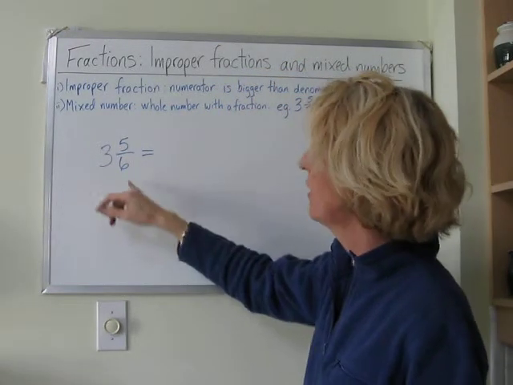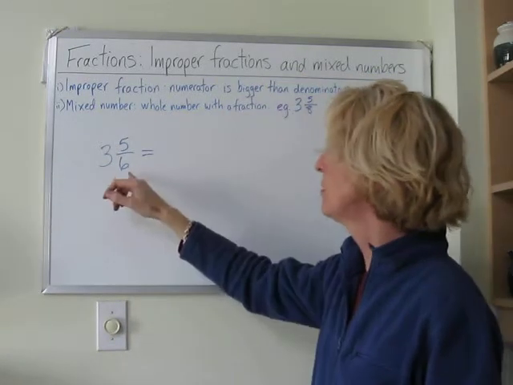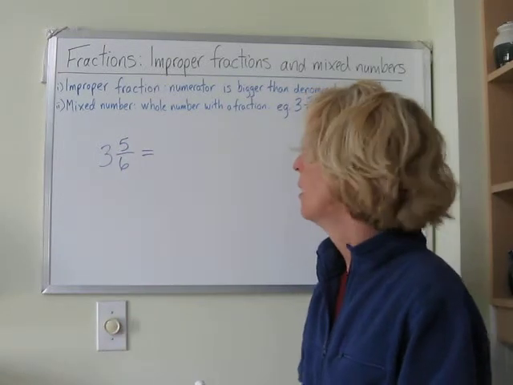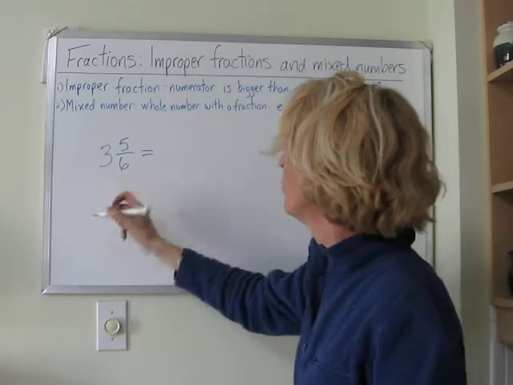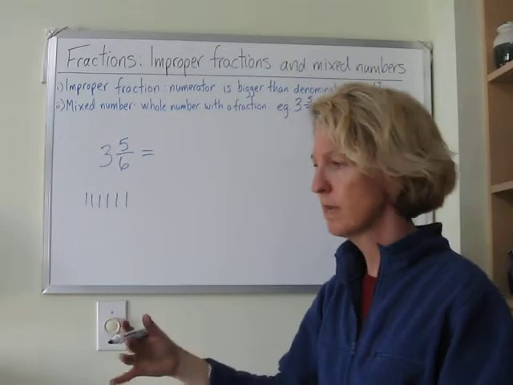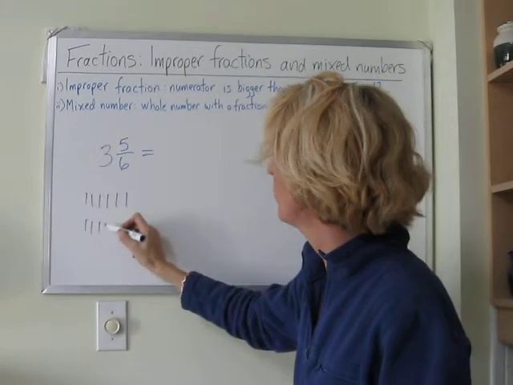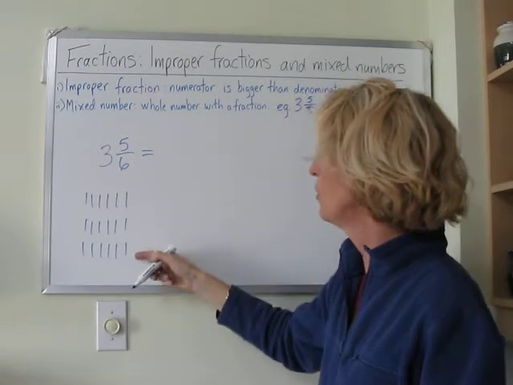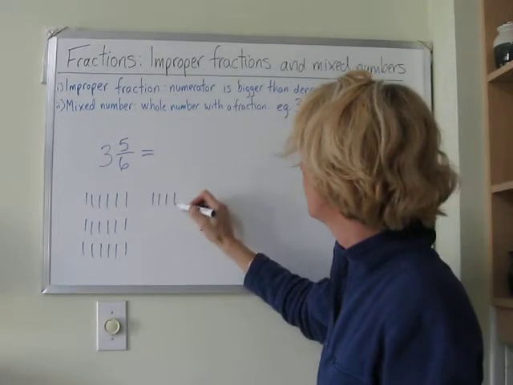Okay. Now, if we use our stick method, how many sticks do we need to make one group? 6. Okay, 5 plus 1 is 6. Good. So 1, 2, 3, 4, 5, 6, because our denominator is 6. How many whole groups do we have? 3. Okay. We've got our 3 groups. Do we have any sticks left over? 5. Good, honey. 1, 2, 3, 4, 5.